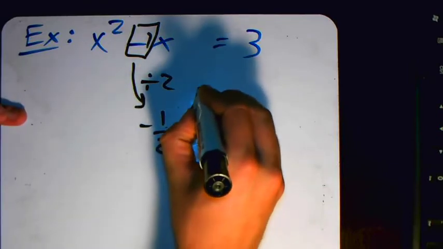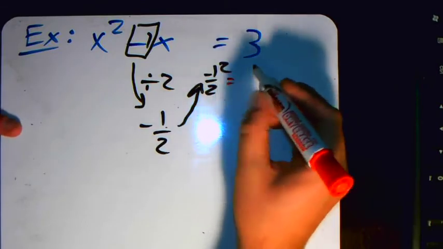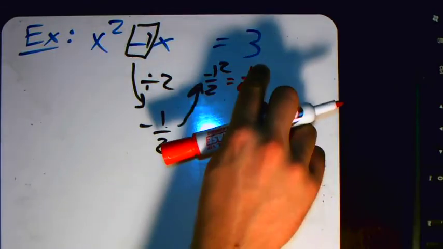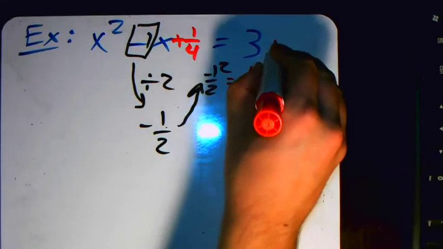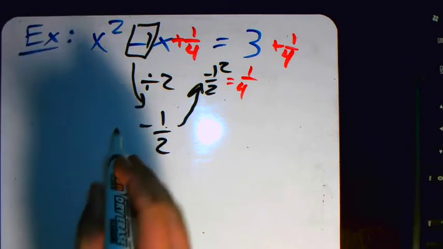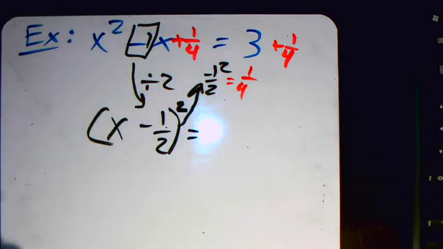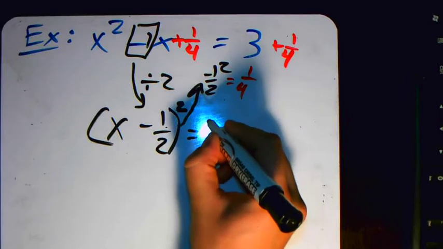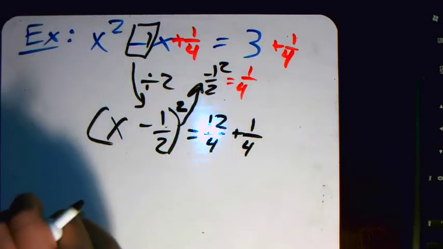You then take this number and square it. So we have to square the top and the bottom. And this gives us 1 over 4. Negative 1 squared is positive 1. 2 squared is 4. This is what we add to both sides of our equation. Factoring the trinomial at the very top, we get x minus 1/2 squared, and that is equal to 3 plus 1/4. And 3 as a fraction is the same thing as 12 over 4. And we're going to add 1/4.